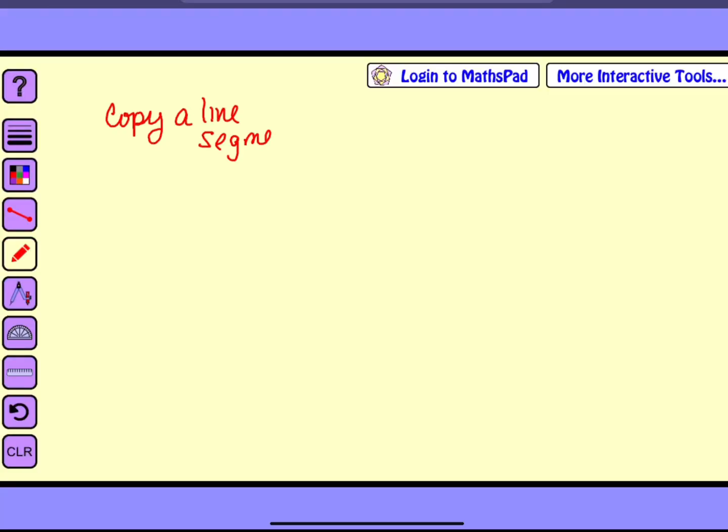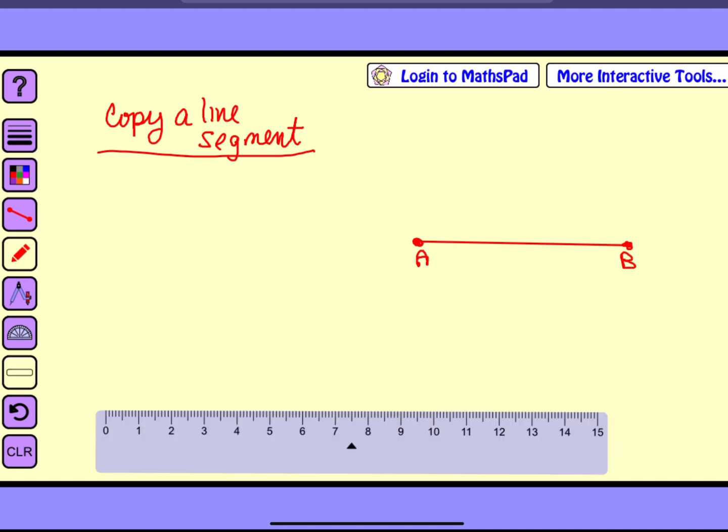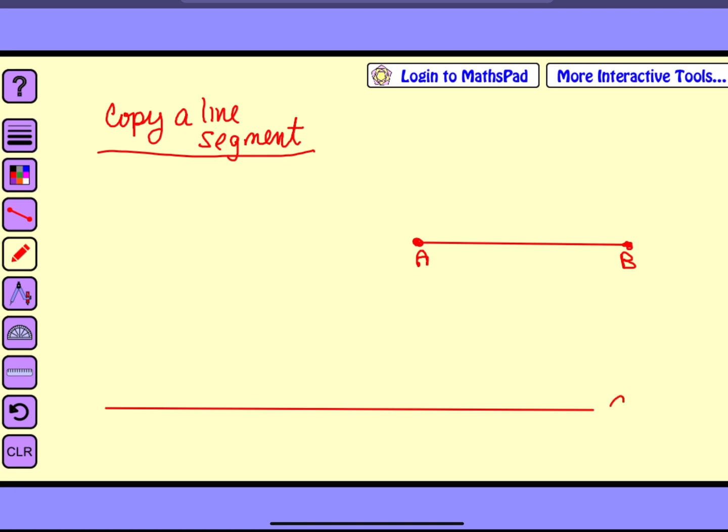The first construction we're going to look at is to copy a line segment. So we'll create a line segment here, AB, for us to copy. Using my straightedge, I begin by creating what's called an auxiliary line, which is really just a guideline for us to copy our line segment onto. On this guideline, I place point A prime with a little hash mark. That's the copy of point A.